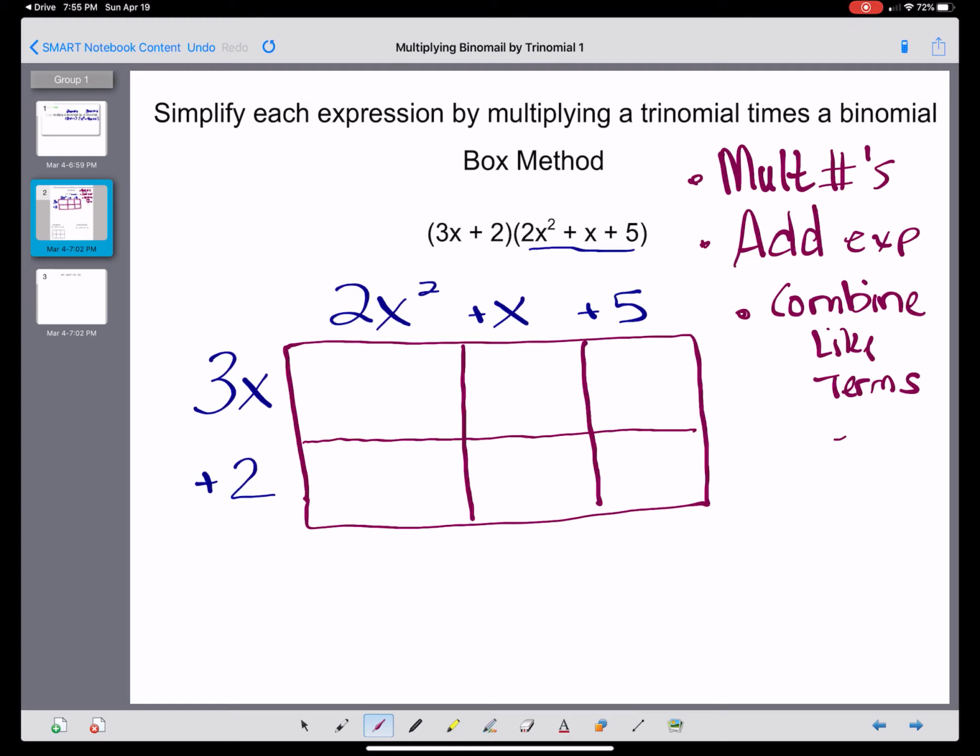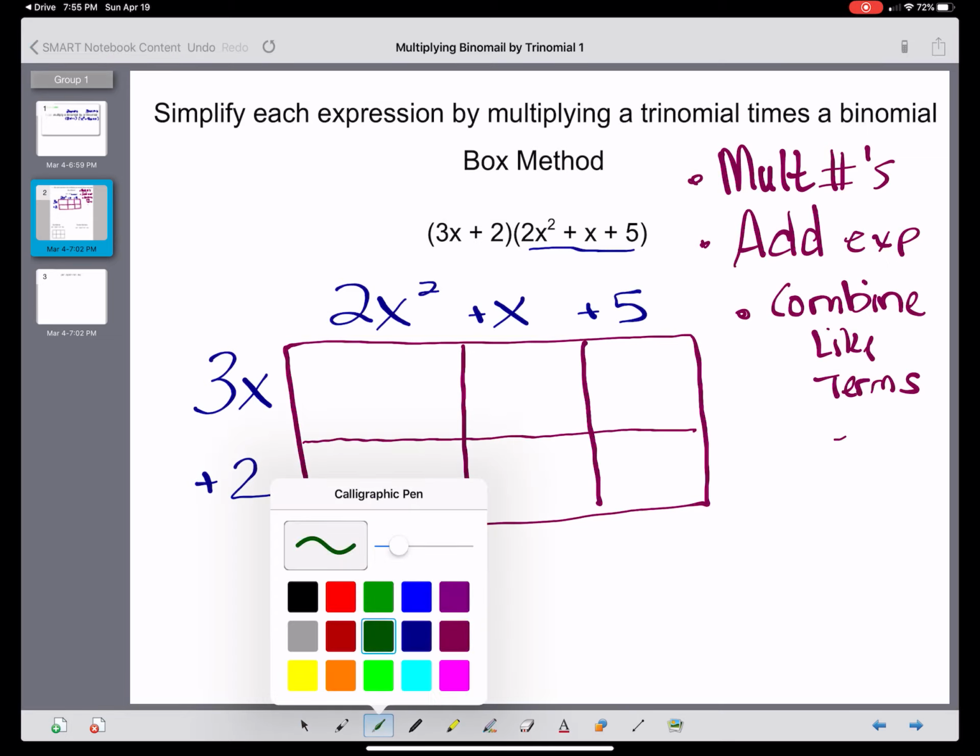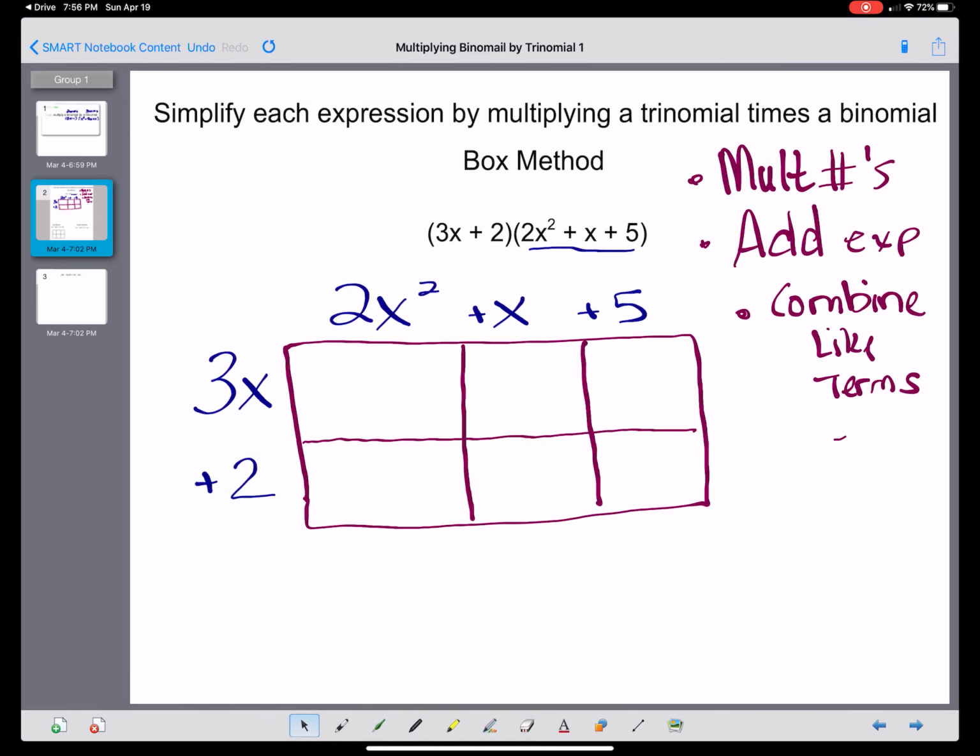So, let's start. Let's pick a color here. Let's go with green. I'm going to multiply 3x times 2x squared. You want to start at the upper left-hand corner, and then we'll end at the bottom right. So multiply the numbers. 3 times 2 is 6. Add the exponents. Well, I have a 1 and a 2. 1 plus 2 is 3, so I'm going to put x to the third.